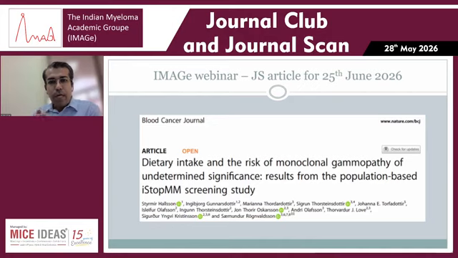The Journal Scan article for the Eagle Eye competition for next month is again related to diet. It's a recent article published in Blood Cancer Journal, Dietary Intake and the Risk of Monoclonal Gammopathy of Undetermined Significance: Results from the population-based iStop-MM screening study from Iceland. I'll keep this slide on for a few seconds.